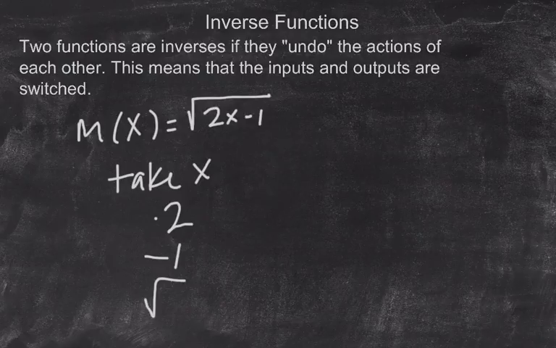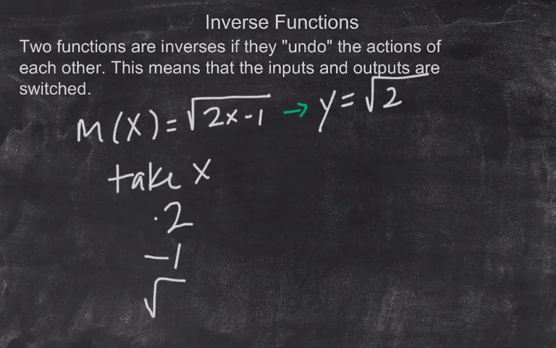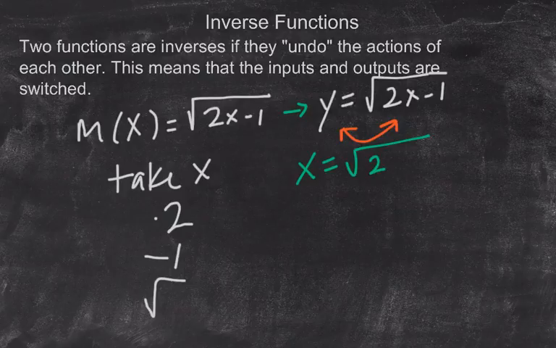Remember when we were talking about the definition of inverse functions, we said that inverse functions have inputs and outputs that are switched. And so if I take this original m of x function, and I wrote it as y equals the square root of 2x minus 1, the input is the x and the output is the y, and so what I'm going to do is switch the input and the output algebraically. So I've got x equals the square root of 2y minus 1, and now I need to solve for y.